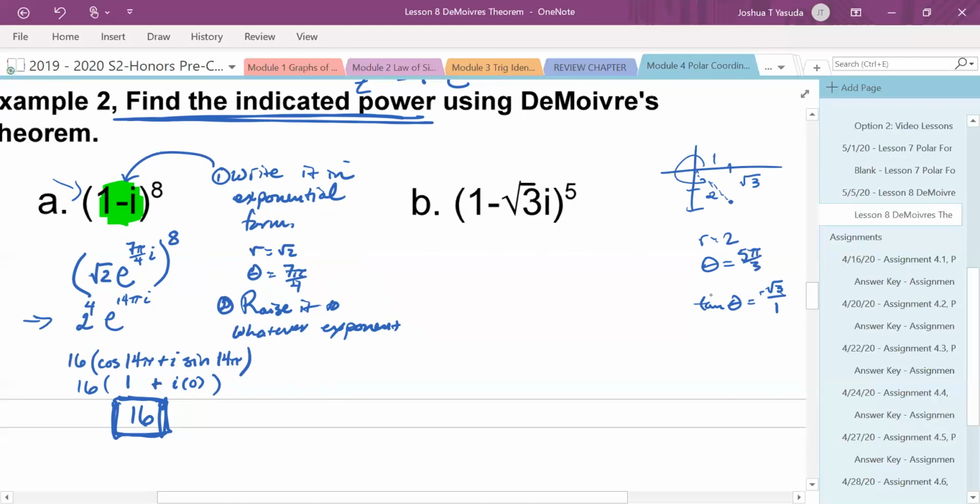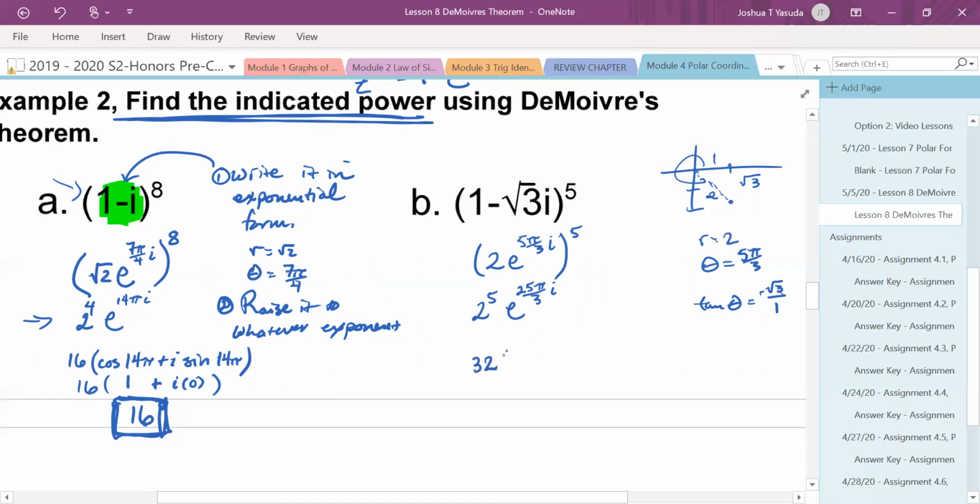Okay, and so those would be the two things that we're going to use. So you've got 2, and then e to the 5 pi thirds i, and then to the 5th power. Okay, and so then we're going to go 2 to the 5th, e to the 25 pi thirds i. That sounds gross. Okay, and now we're going to actually do it out.